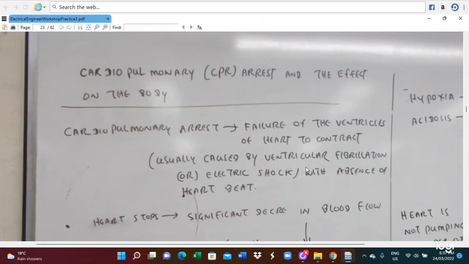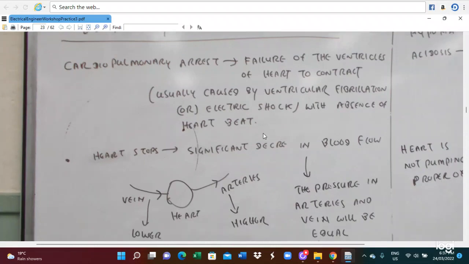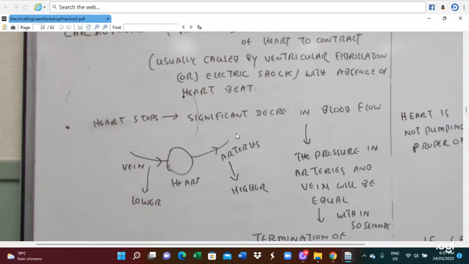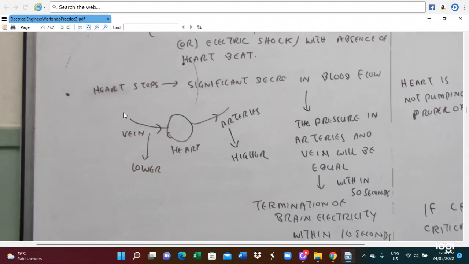CPR is for cardiopulmonary arrest, and this is its effect on the body. When cardiopulmonary arrest happens, there is a failure of the ventricles of the heart to contract, usually caused by ventricular fibrillation or electrical shock, with the absence of a heartbeat. When the heart stops, it causes a significant decrease in blood flow. Normally, blood returns through the veins and the heart pumps it into the arteries, so the output of the heart creates a higher pressure.